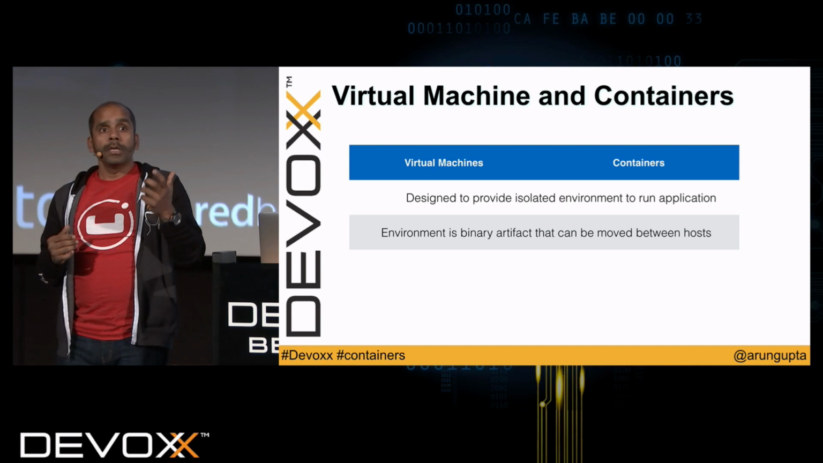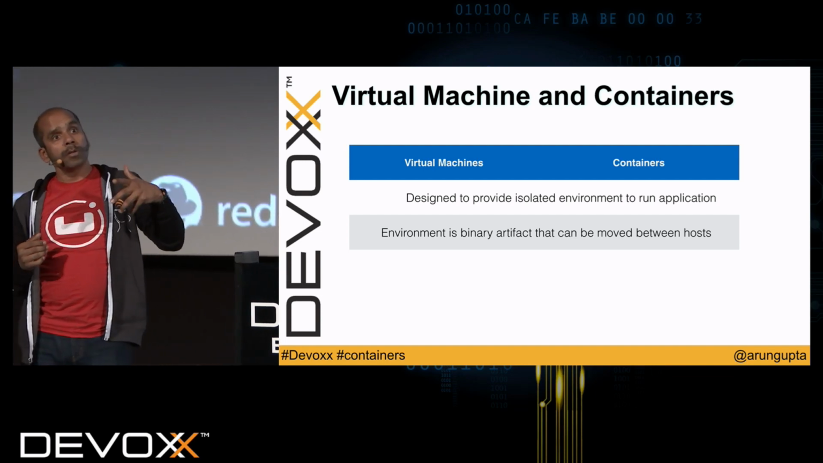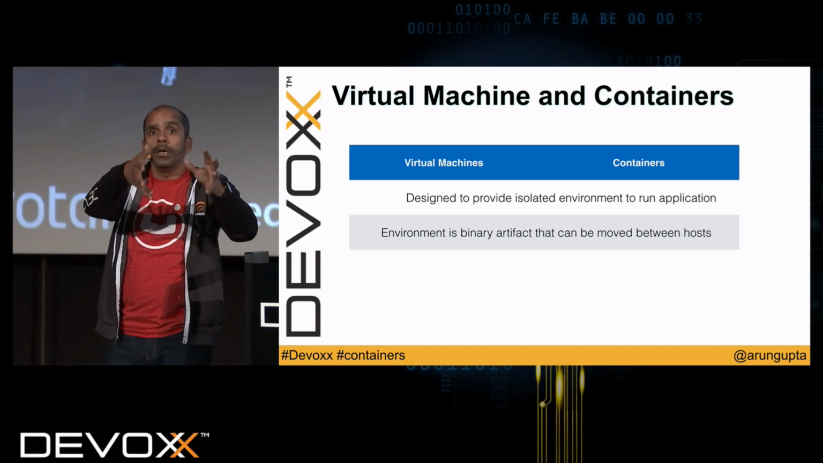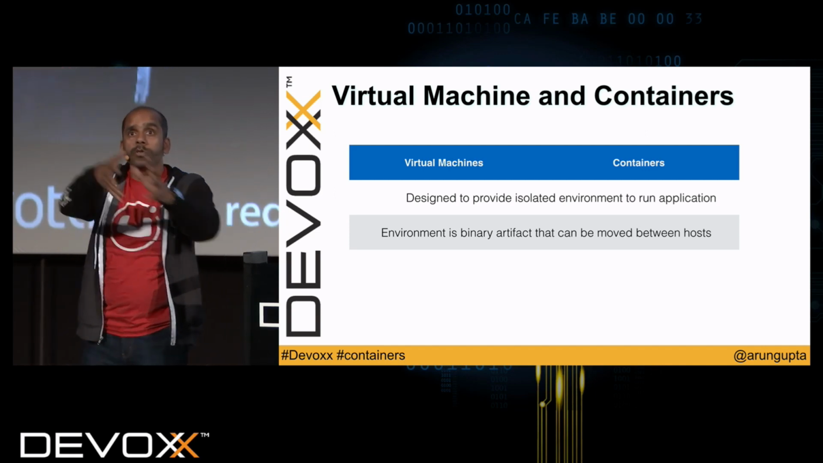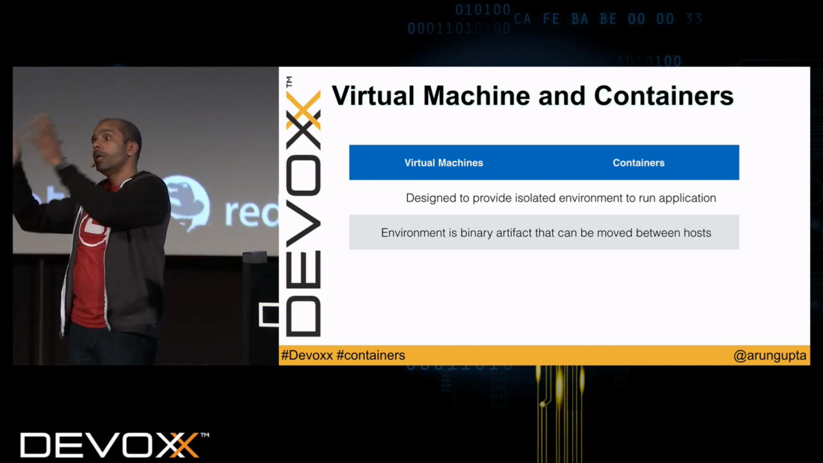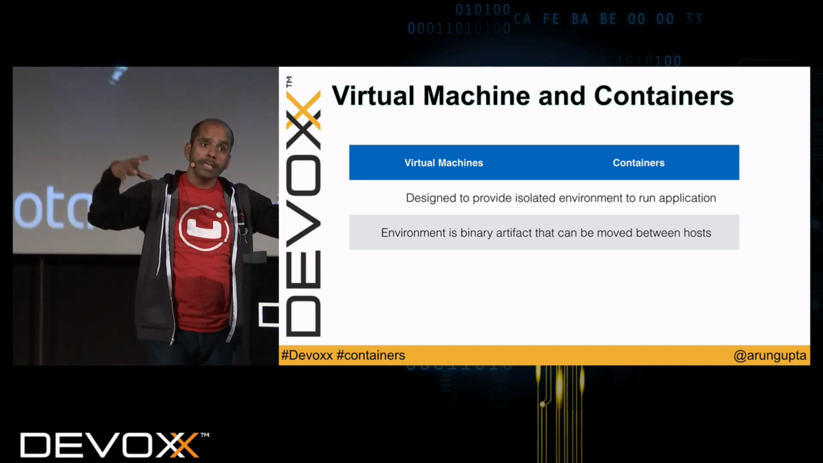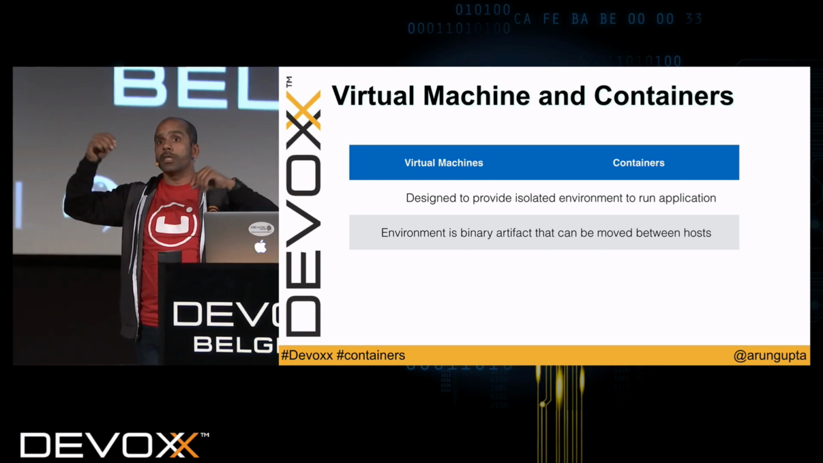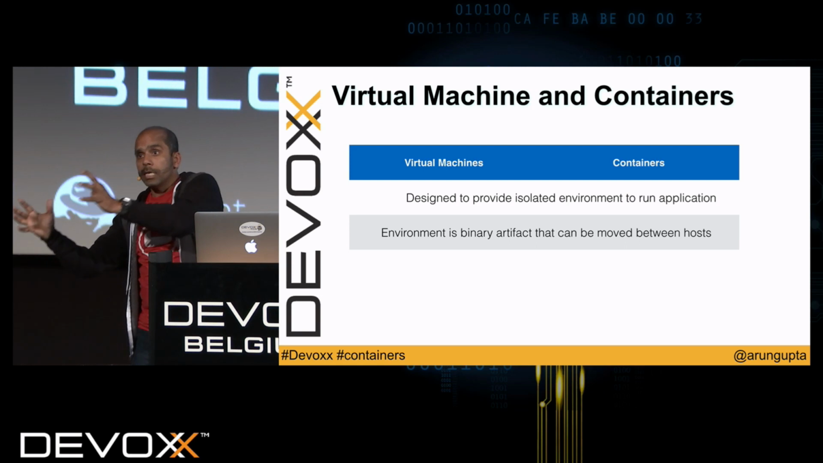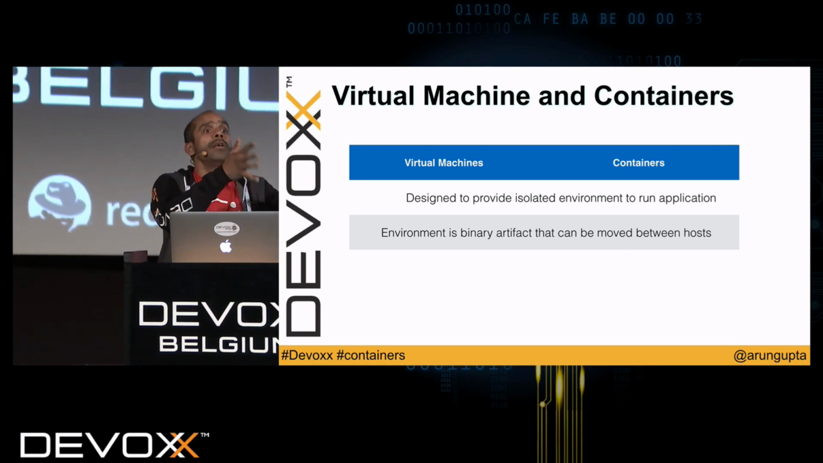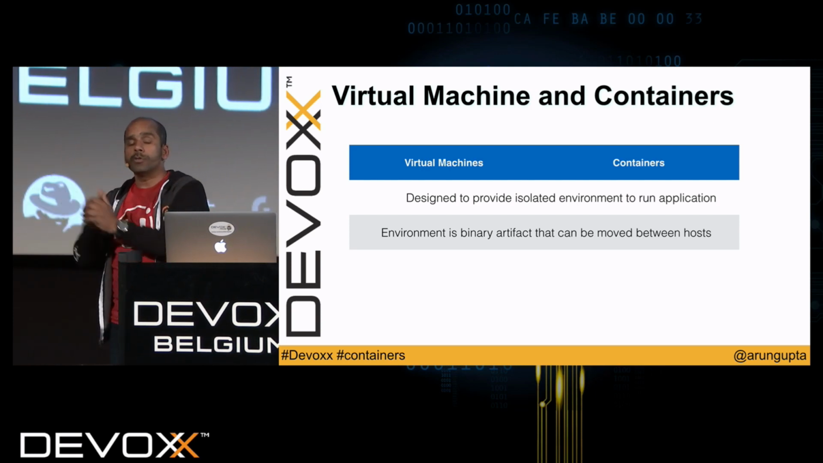In both cases, whether it's a container or a virtual machine, they are both binary artifacts. So you can take a virtual machine from one host to another host. Similarly, a container you're running on one host, you can take to another host. All the dependencies can be packaged in there. Now, if there are services running that are linked to each other, then you bring the entire application along with it. But the idea is, it's a binary artifact that can be transported from one host to another host.